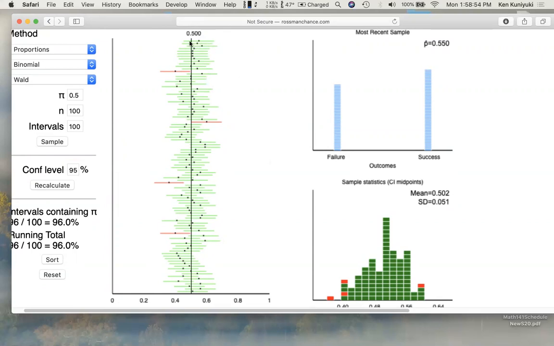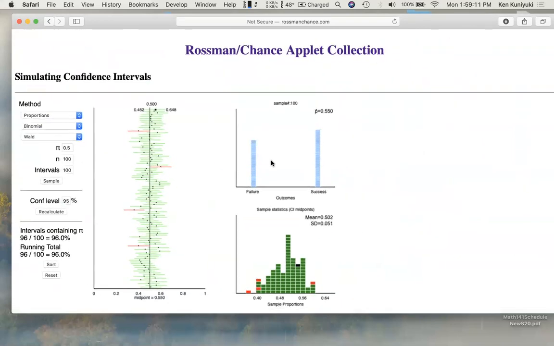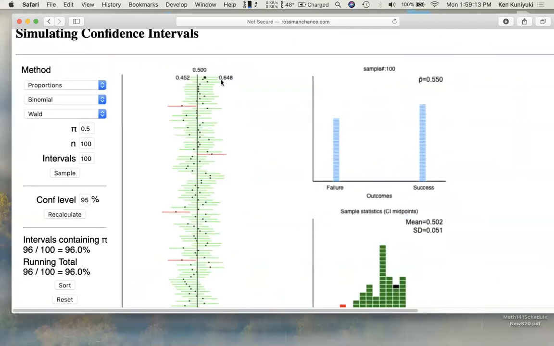Now, by the way, if you look at each of these confidence intervals, that black dot in the middle indicates the point estimate, the p hat, the sample proportion. So for example, for the very top one, the confidence interval went from 0.452 to 0.648. The point estimate should be right at the midpoint there. Okay. Well, that first confidence interval was good.